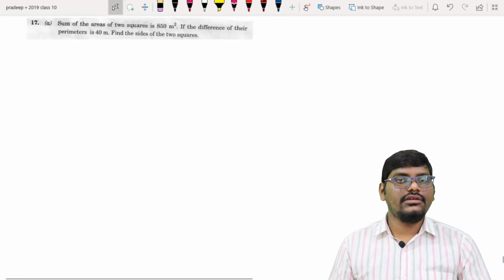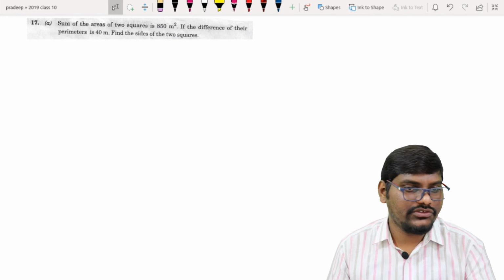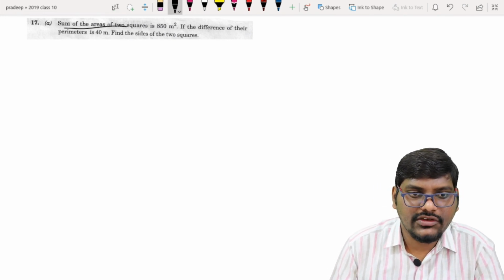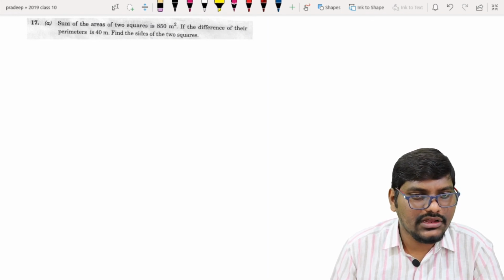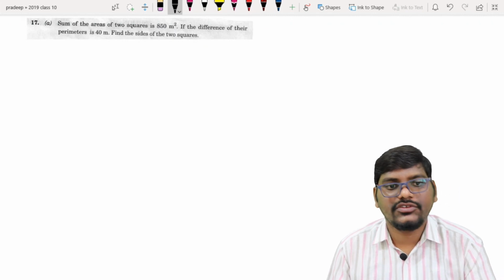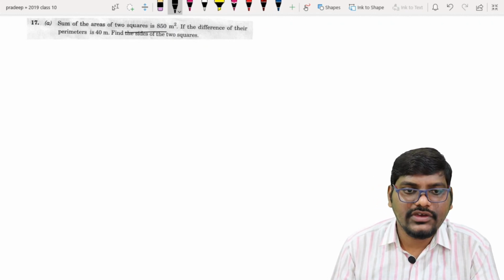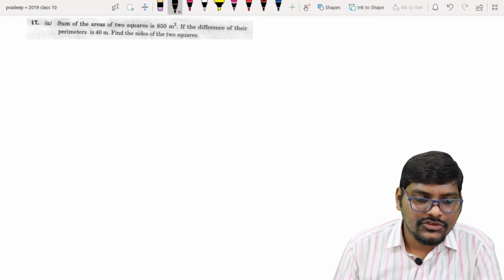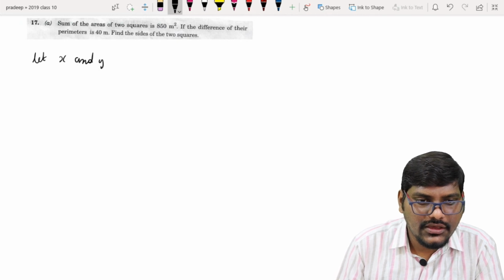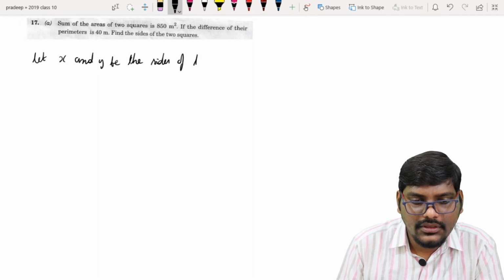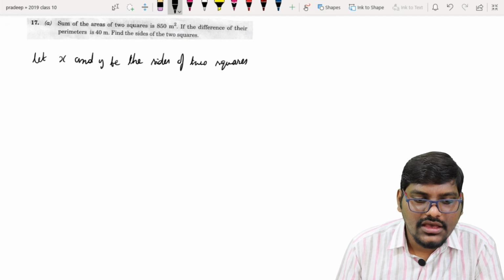Let's see question number 17. In that there are two questions, A and B, so we are seeing question A. The question says the sum of the areas of two squares is 850 meters square. If the difference of their perimeters is 40 meter, find the sides of the two squares. So we'll write, let x and y be the sides of the squares. There are two squares, right? We're taking x as one and y as the other square.